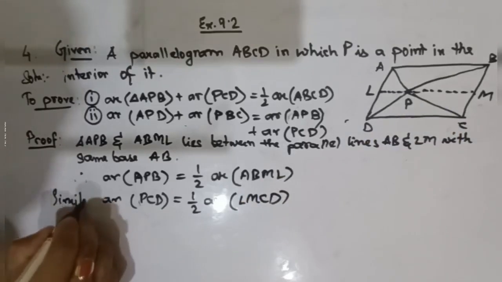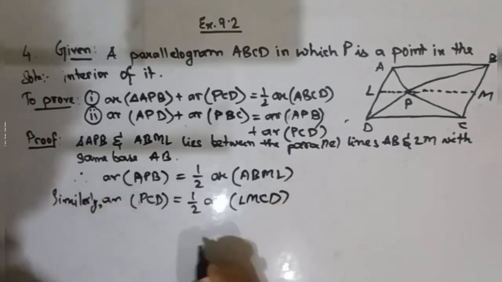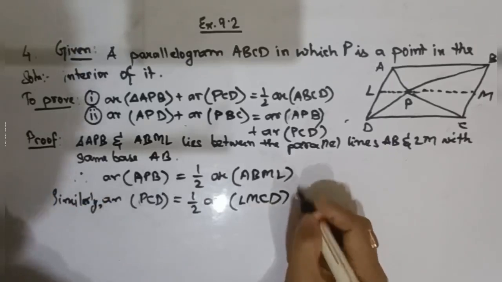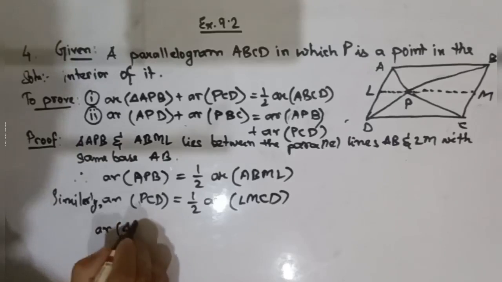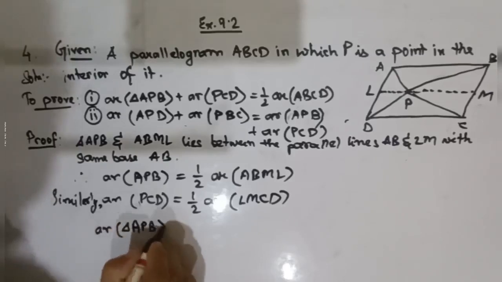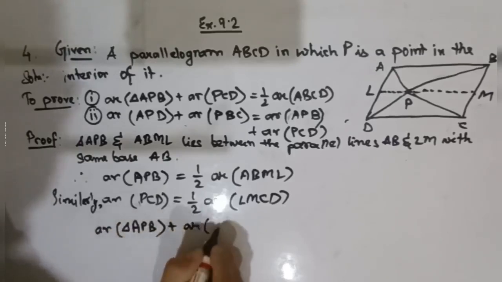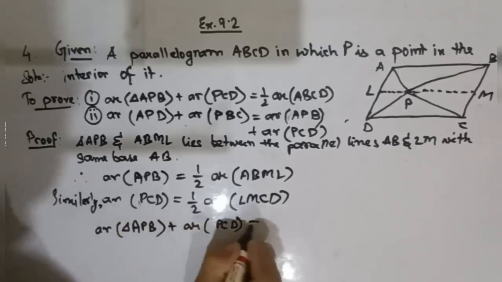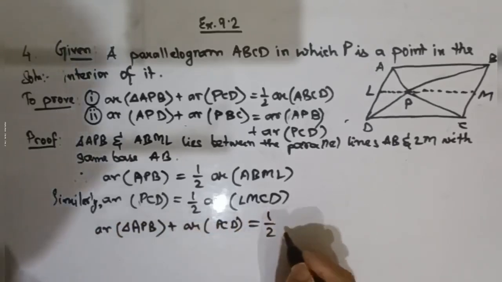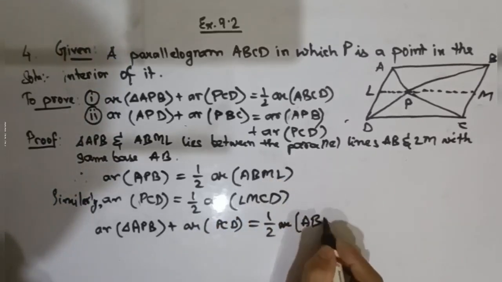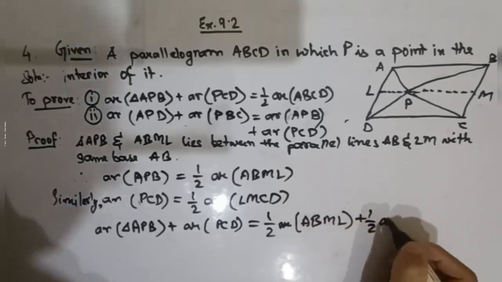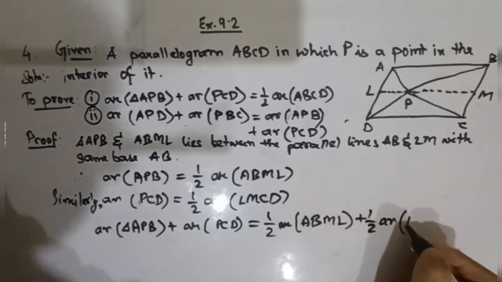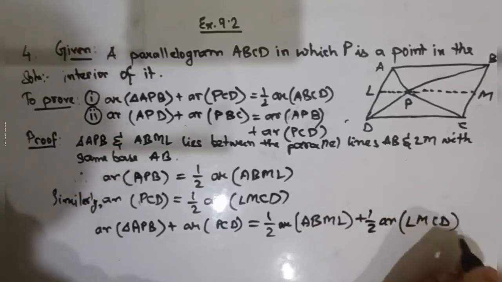Similarly, with the same property. So if we add these two, then we will get area of triangle ABD plus area of triangle BCD equal to half of the area of ABML plus half of area of the quadrilateral LMCD.